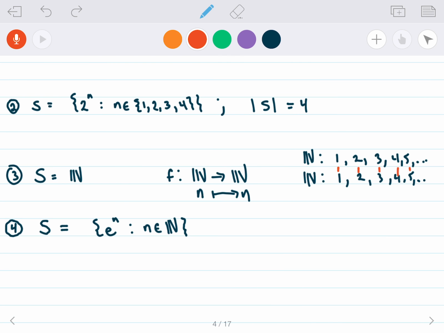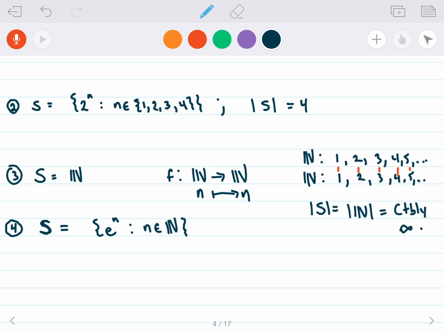Okay. And so the order of S is the order of N, which we're going to say is countably infinite. I'm going to get a little bit more precise of what countably infinite means in a bit, but for now, let's just go through these examples.